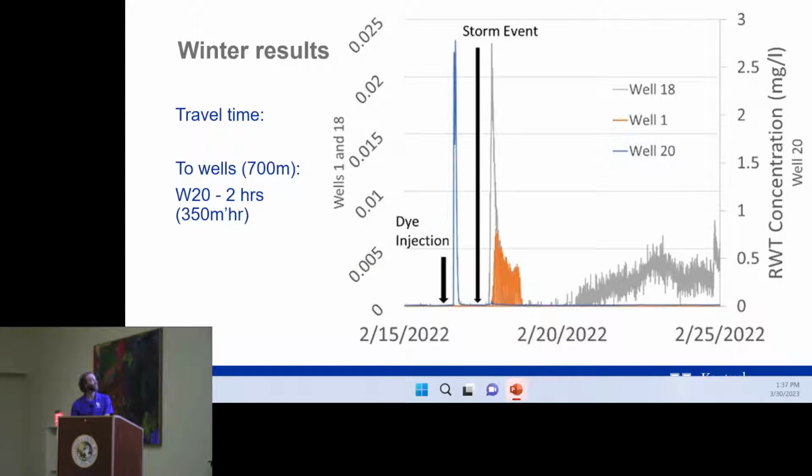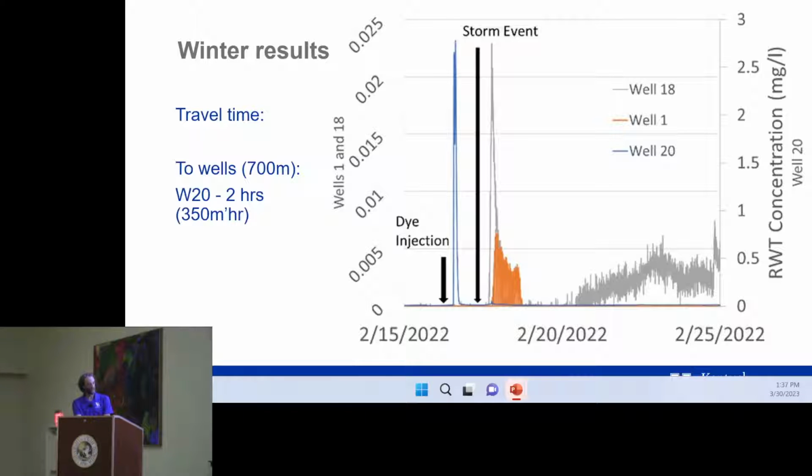However, when we start looking at the dye, it gets a little more complicated. So what we ended up having happen here was our dye injection, and in the conduit, we had, at this higher flow, a very rapid response. So 2 hours, it was moving about 350 meters per hour using the straight line distance between the 2. It's a river, right? It's just a river that's moving through this part of the system.